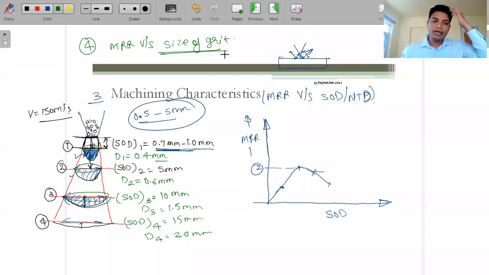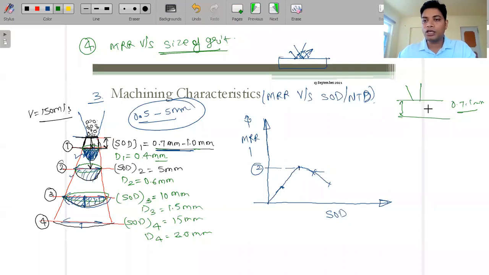What is the meaning of size? If we are maintaining this SOD, the standoff distance, this is the workpiece, and this is the standoff distance, in the range of 0.7 to 1 mm. Let's suppose that we are using abrasive particles of the same size. Just assume that 10 micrometer abrasive grits are coming from here and impinging over the workpiece surface. Obviously, if it is 10 micron, they cover some space over here, and they are removing the material.